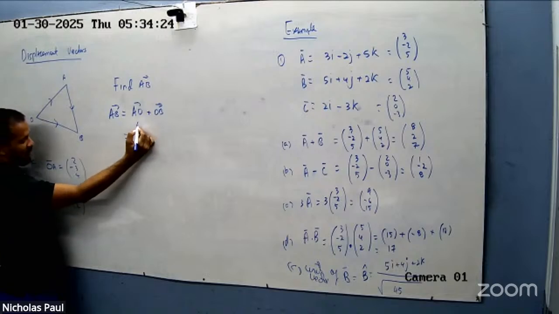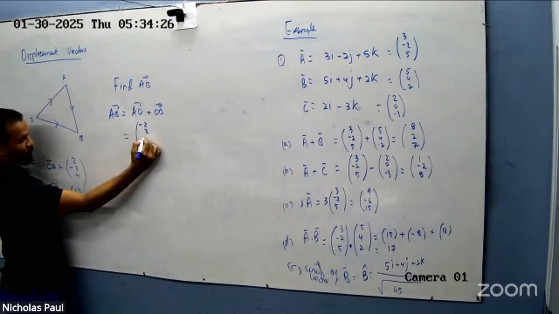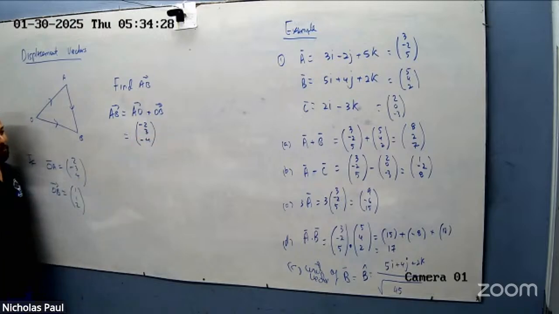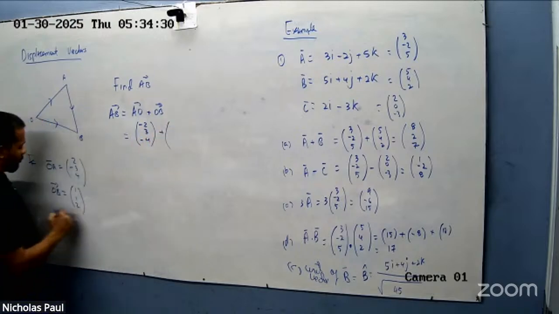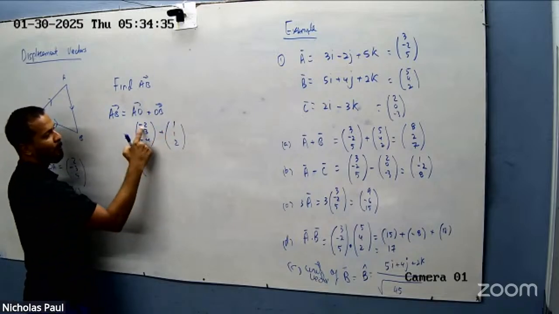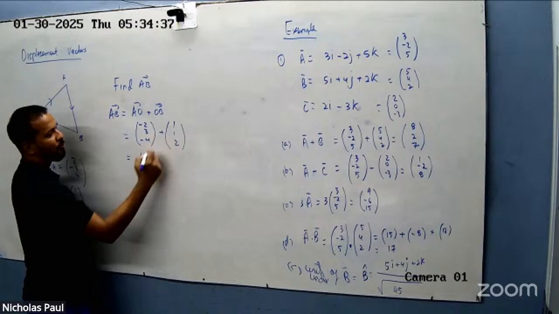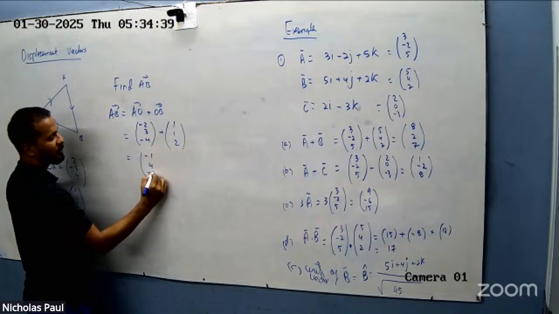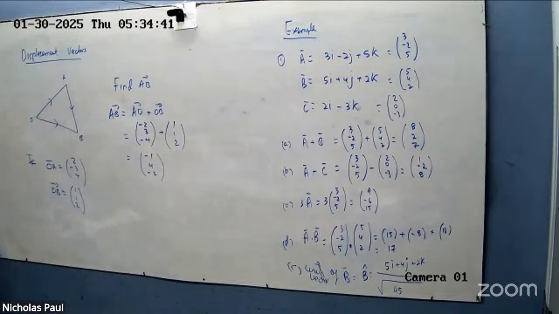Oh, I flip it. All right, so -2, -2, 3, 4. And OB is 1, 1, 2. Right, so -2 plus 1, 3 plus 1, -4 plus 2. All right, that's the way you find AB.